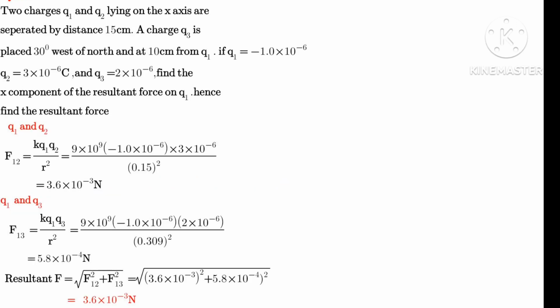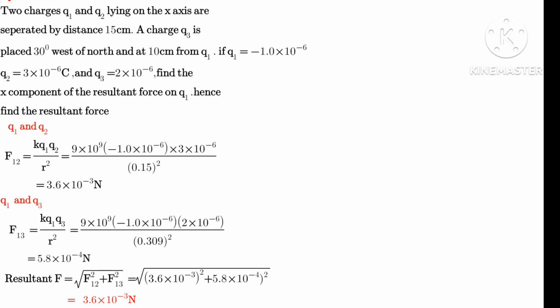Alright, so guys, now we have question number 3. We have three different charges in this case: Q1, Q2, and Q3, and their respective values are given. Now they want us to find the x component of the resultant force on Q1, and they also want us to find the resultant force.